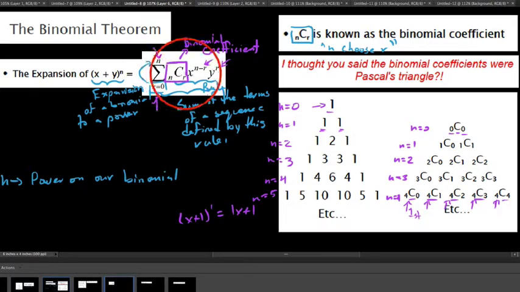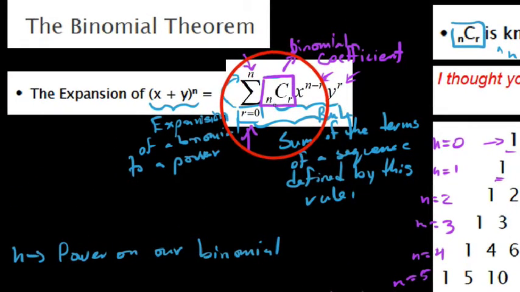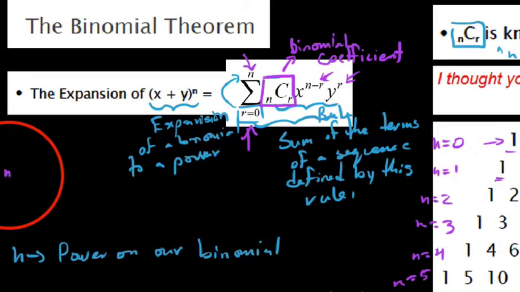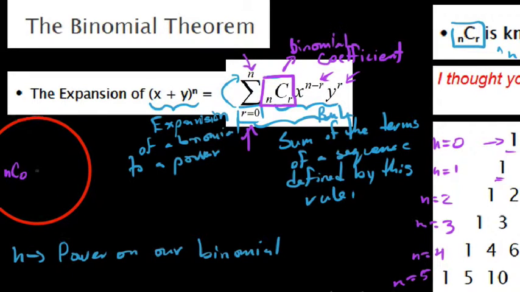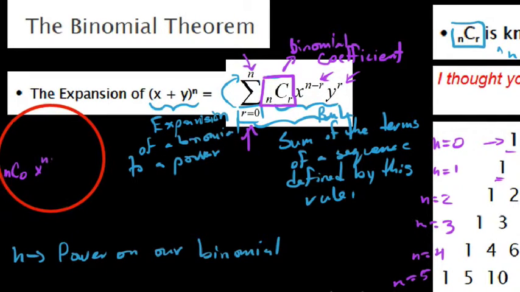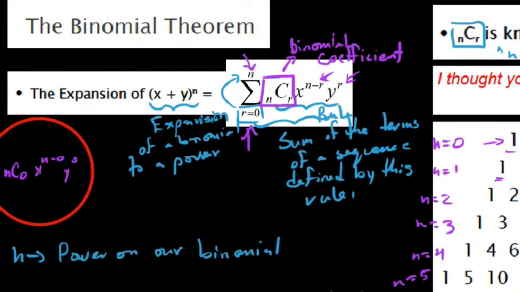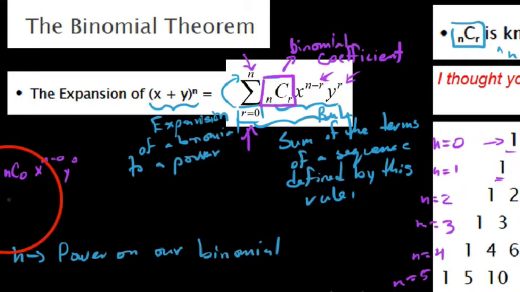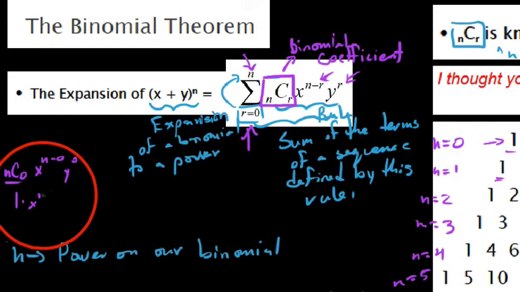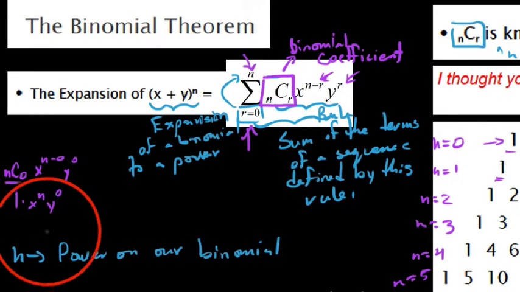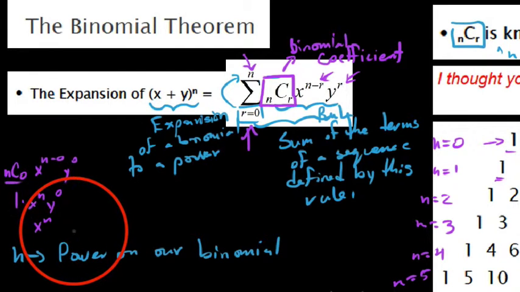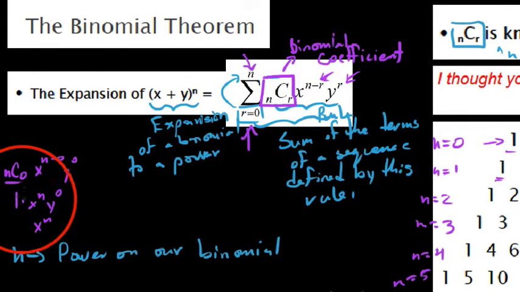If we were to look at this in general, let's plug in 0 for r. What we're going to get is n choose 0, and then x to the n minus 0, y to the 0. If we simplify this, anything choose 0, all of these on our triangle here, are all 1. So I'm going to write a 1 here, 1 times x to the nth, y to the 0, which is really just x to the nth in our expansion. And y to the 0 is 1.